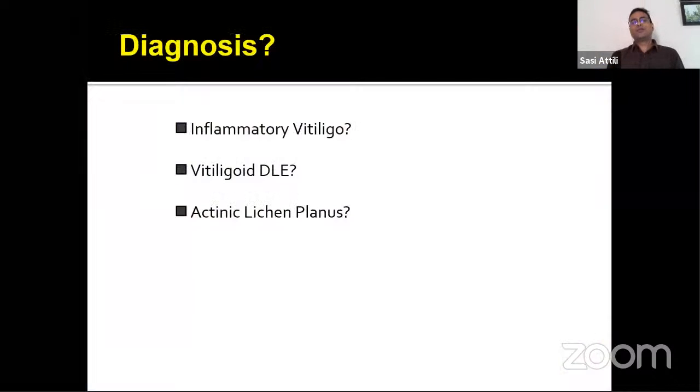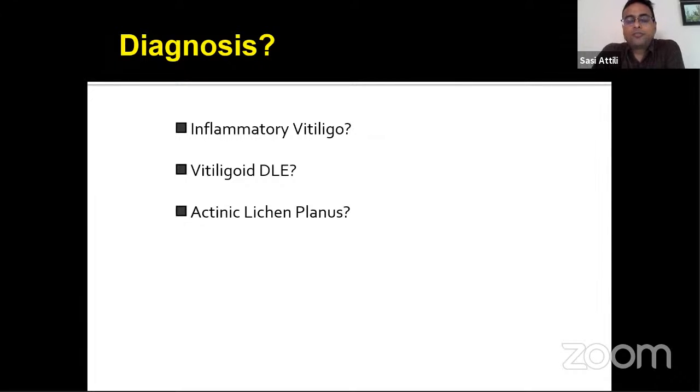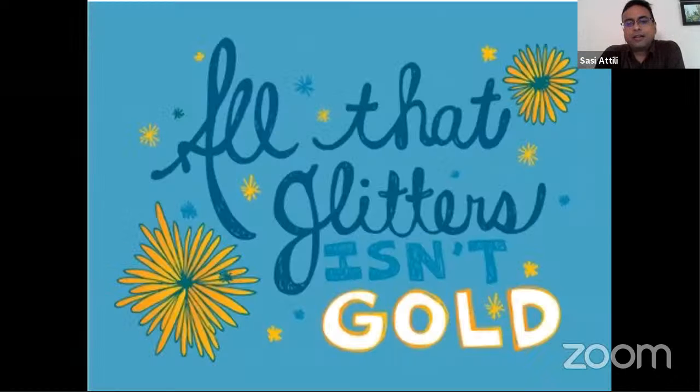Okay, so inflammatory vitiligo, or in case of vitiligo on photoexposed sites, sometimes we might see secondary lichenoid changes, what people have referred to as vitiligoid DLE sometimes. We don't know the exact answer to that, but this is not unheard of. Actinic lichen planus usually is hyperpigmented rather than hypopigmented. Okay, so these are the differentials in this case, but the take-home message is that all that glitters isn't gold.